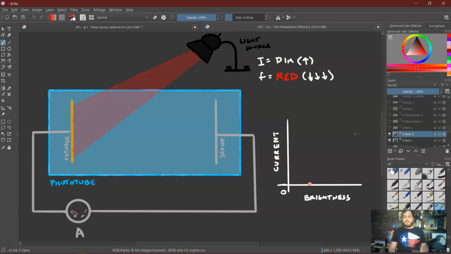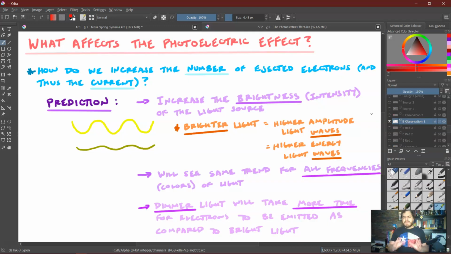So you know what? Let's speed up the process a bit. Let's turn up the brightness of the light. But when we do that, we still don't get any electrons being ejected. In fact, the current has stayed zero the whole time. So these are the predictions that we made. And did what we observe match these predictions?